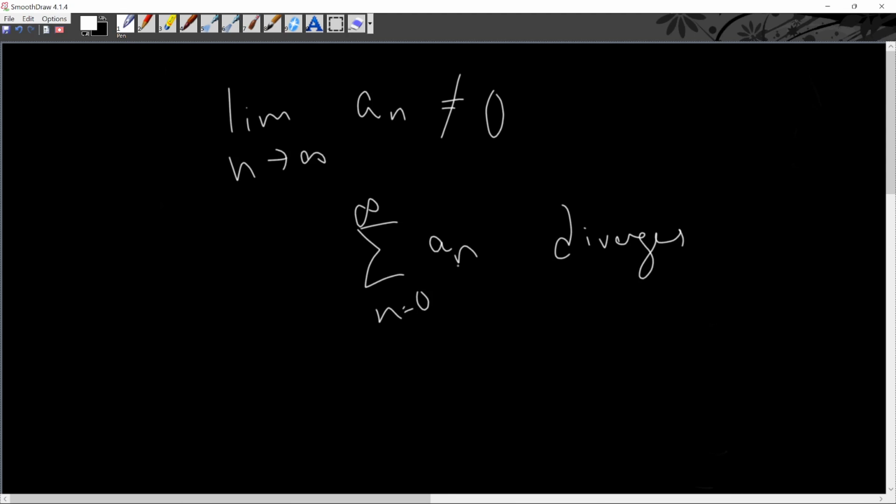And if you have a limit that is not 0, just for saying it, let's say that the limit is equal to 1, right? Let's say that the limit as n approaches infinity of a sub n is equal to 1. Let's do that one more time. We have the limit as n approaches infinity of a sub n is equal to 1.